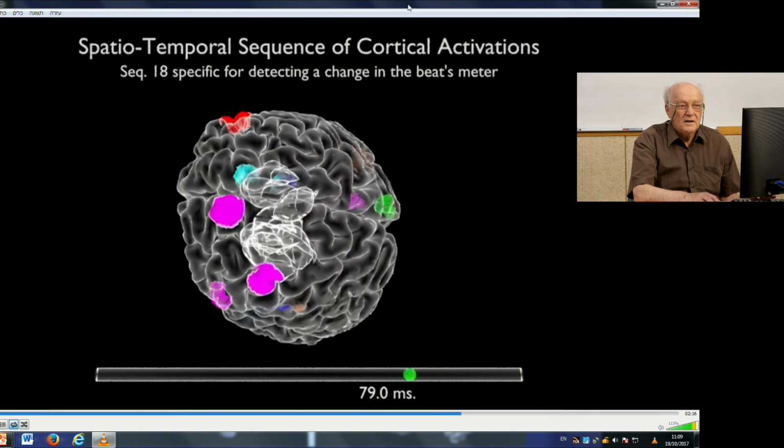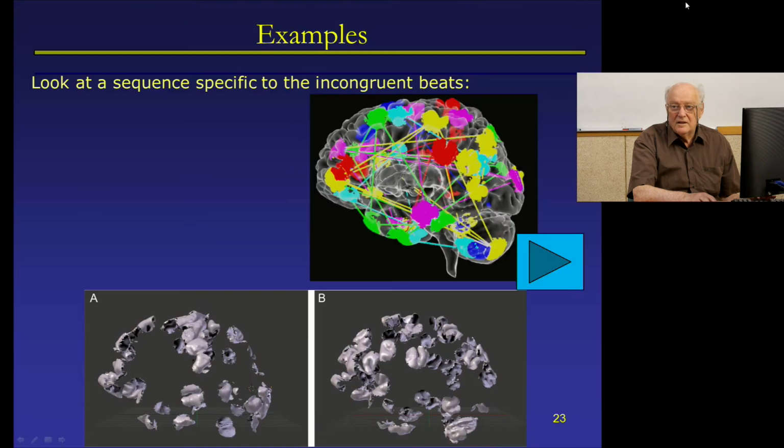So in A, we see all the patches that were in the sequence that were specific to the congruent bit, and in B for the incongruent bit. Here you see many of them concentrated on the somatosensory strip, also in the cerebellum, but also in other places. For the incongruent bit, we see many in the prefrontal and also orbitofrontal, some in the posterior parietal area, and some in the temporal area.